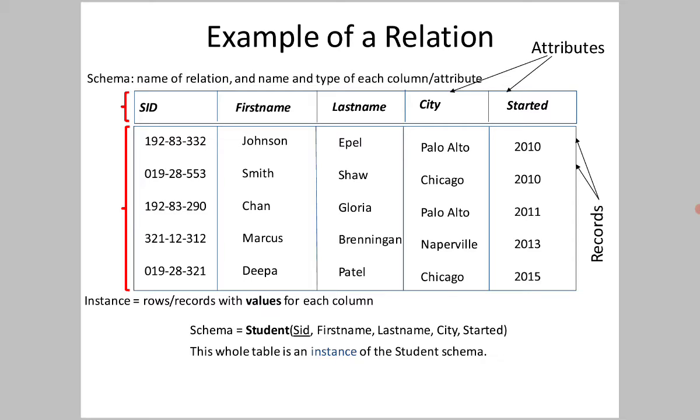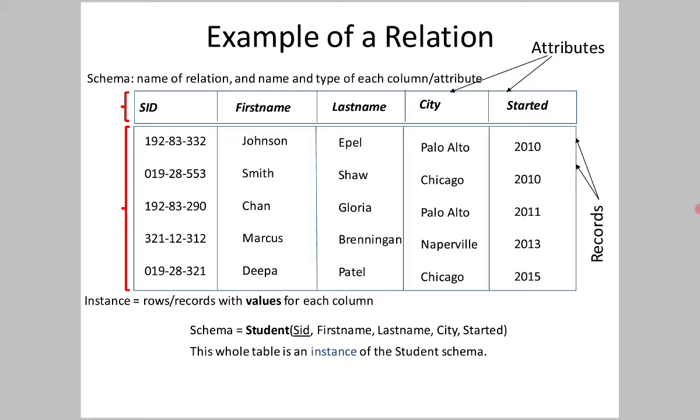And what is a schema? Schema means the name of a relation and the name and type of each column or attribute. So what is a schema? A schema is nothing but a description of the relation. A description of the relation or a table is called a schema.